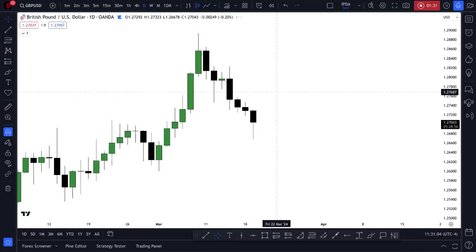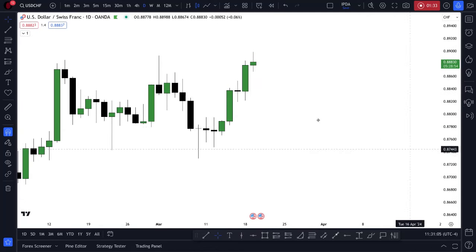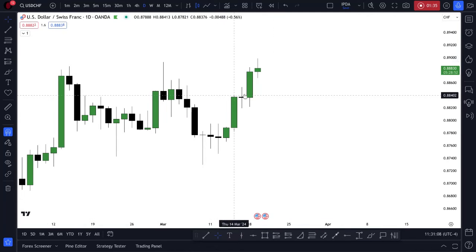What else do we have here? We got U Swissy. Look at U Swissy trading up. Had a down day on Friday. Look how Monday runs up. Small range cycle, large range cycle. It went large, small, large, and might be small again.